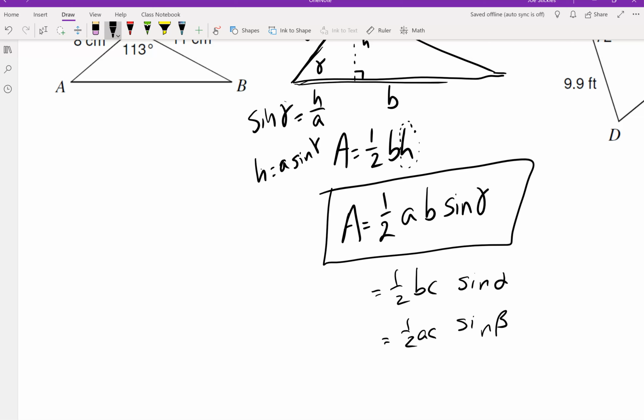The moral of the story is it's two sides and the included angle. So that's what we have to have. If we have that, we can figure out the area of the triangle.